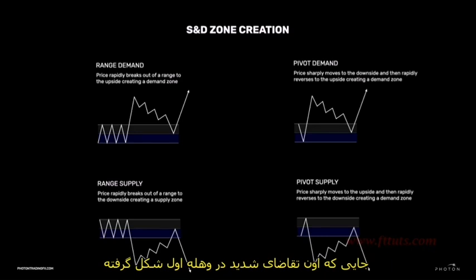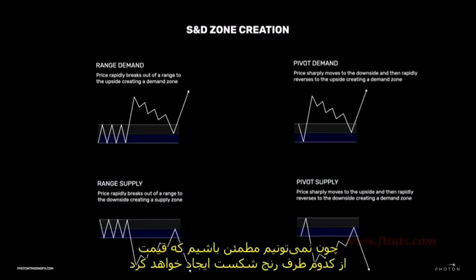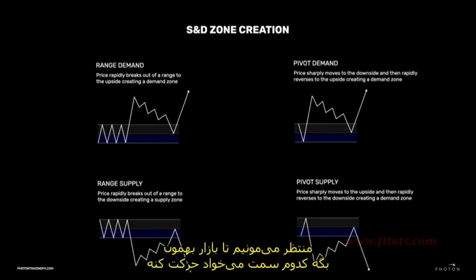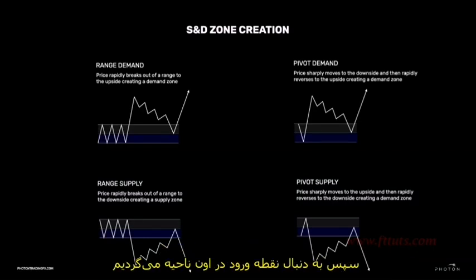So again, we don't trade the initial reaction out of the range because we never know for sure which way price is going to break out of a range. So keep it easy. We just wait for the market to show its hand and tell us which way it wants to go. And then we patiently wait for price to return to that demand zone, and then we start to look for our entry models within that zone.